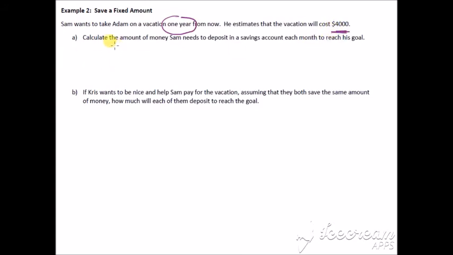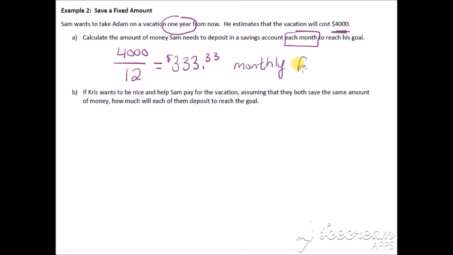So all you would do is do the 4,000 divided by, well, each month. There are 12 months in a year. 4,000 divided by 12 is 333.33. So he'd need to save $333.33 monthly for 1 year.